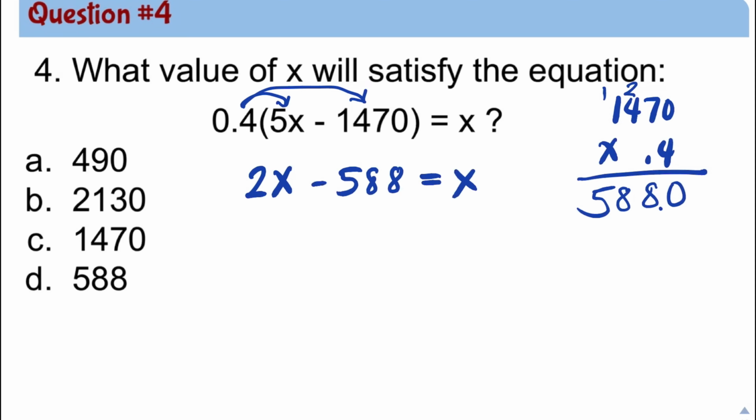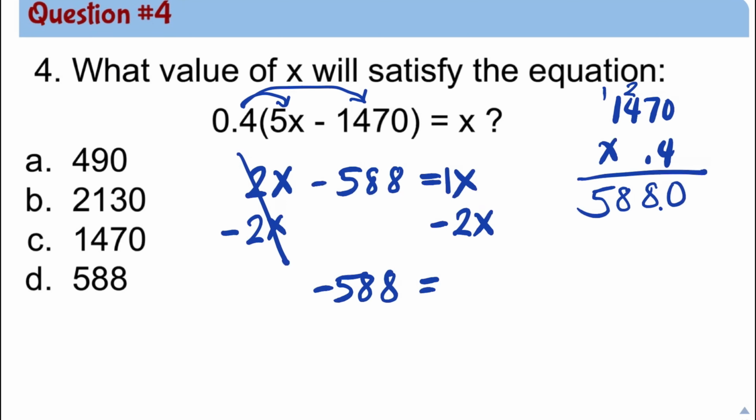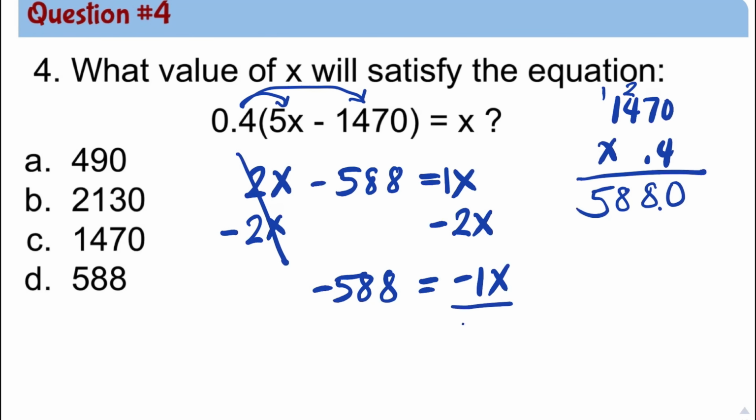Solving equations in one variable, we need to isolate the variable on one side. It doesn't matter whether you move it to the left or you move all the x to the right, as long as you're doing the inverse operation. 2x is positive, so the inverse will be minus 2x to both sides. So this will be cancelled. We now have negative 588 is equal to x minus 2x, means 1x minus 2x, which is negative 1x. Now we need to divide both sides by negative 1.